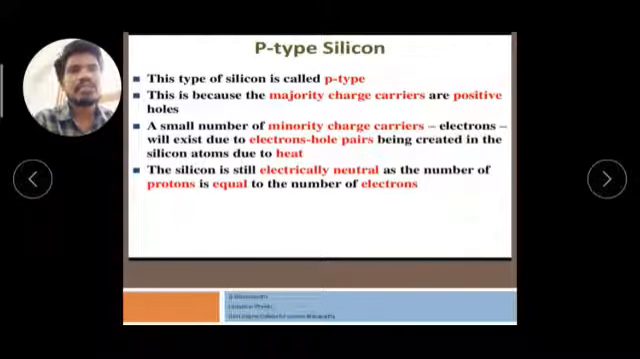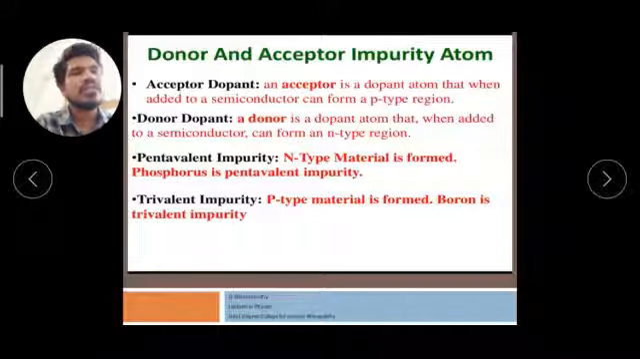This is because the majority charge carriers are positive holes. A small number of minority charge carriers, called electrons, will exist due to electron-hole pairs being created in the silicon atom due to heat. The silicon is still electrically neutral because the number of protons is equal to the number of electrons.